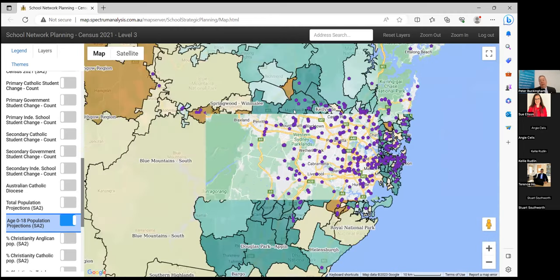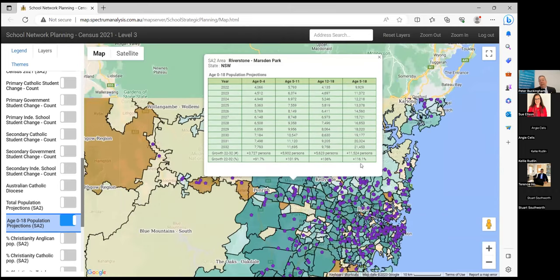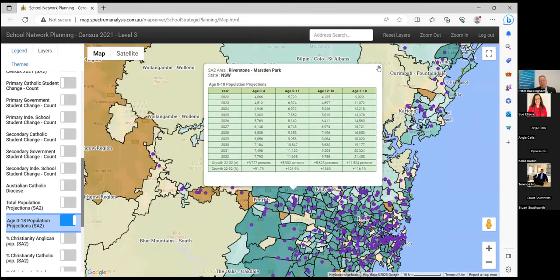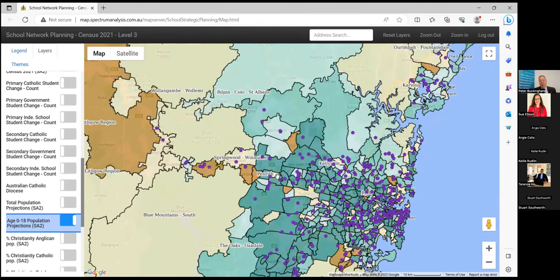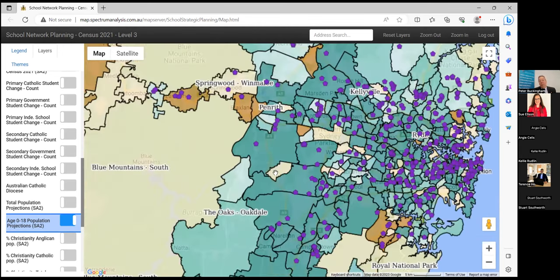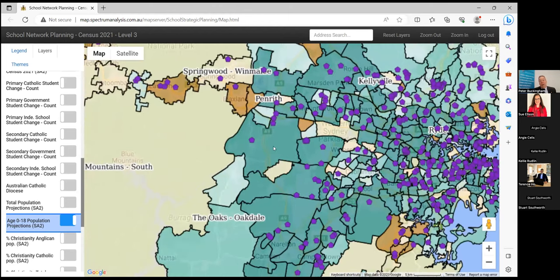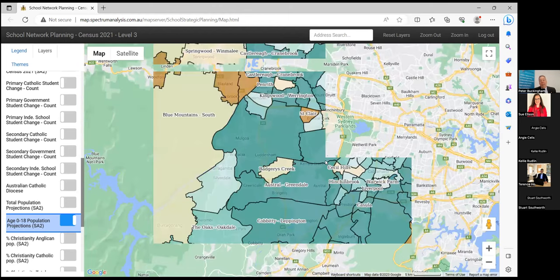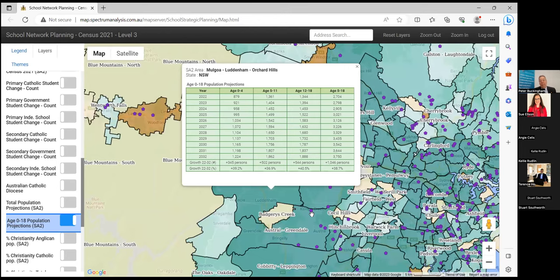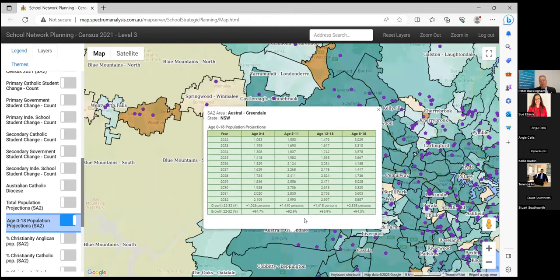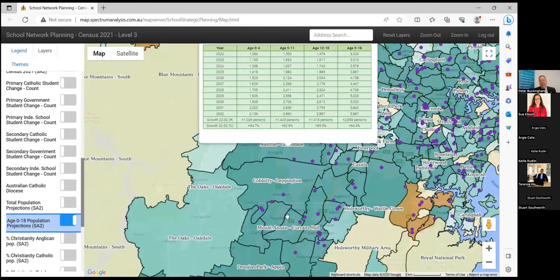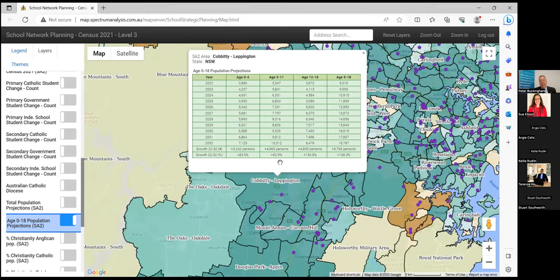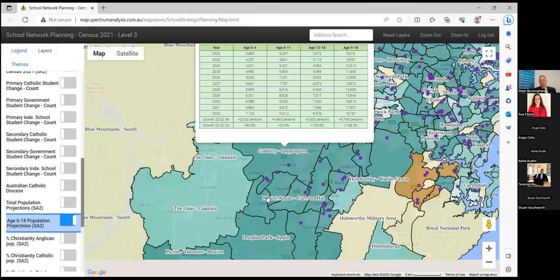Firstly, Marsden Park. It's going to grow 11,000 more children. And if I come down, for people who don't know, that's Badgerys Creek Airport that's being built. North of Badgerys Creek, 1,000 in Mulgoa. Greendale Austin, another 2,000. Leppington Cobbitty, another 9,000. And you can see another 2,000 here.